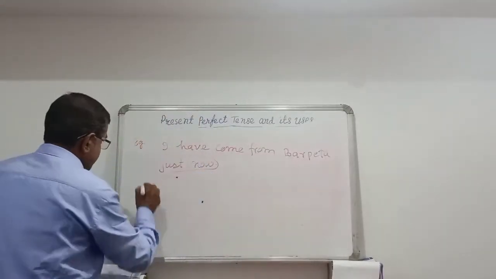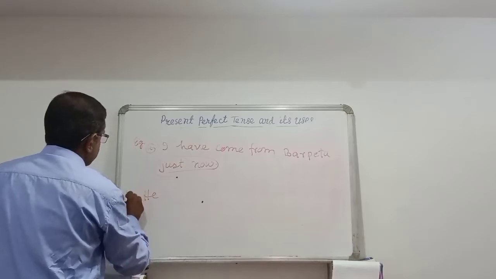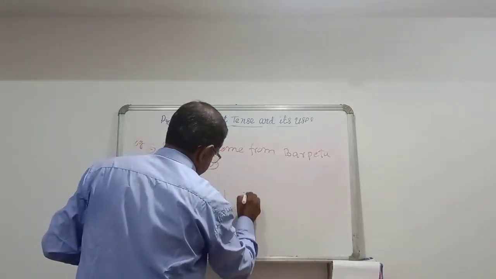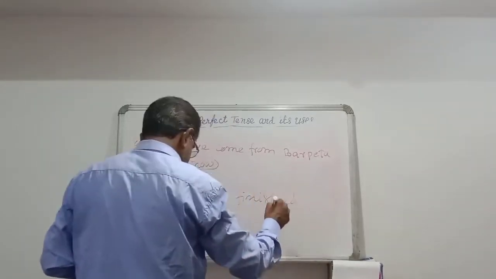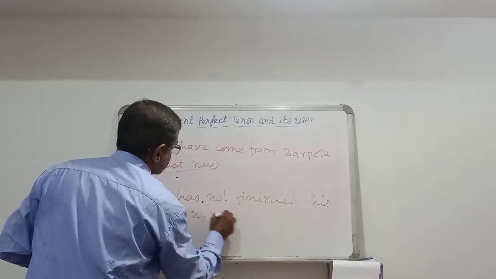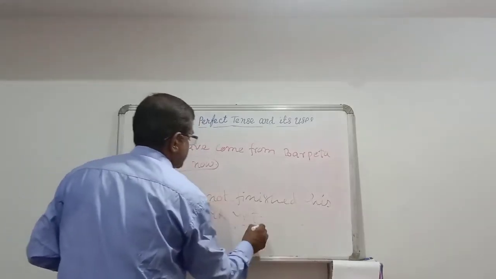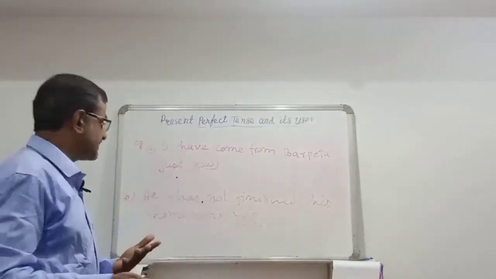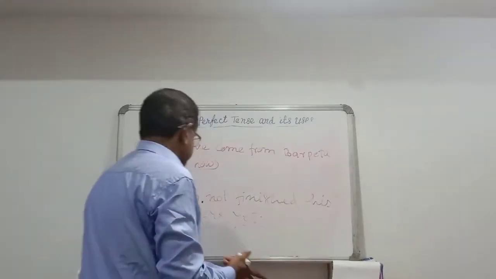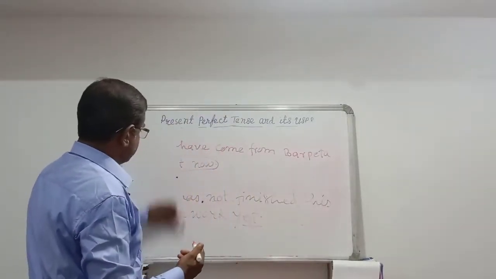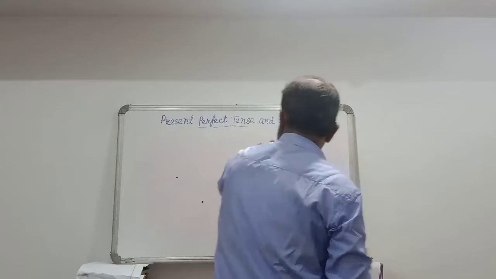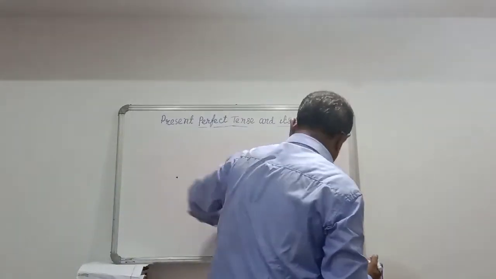And again, you see, he has not finished his homework yet. So here, not yet is used in the negative sentence. He has not finished his homework yet. And so with adverbials like just now, yet, never, ever, present perfect tense is used.